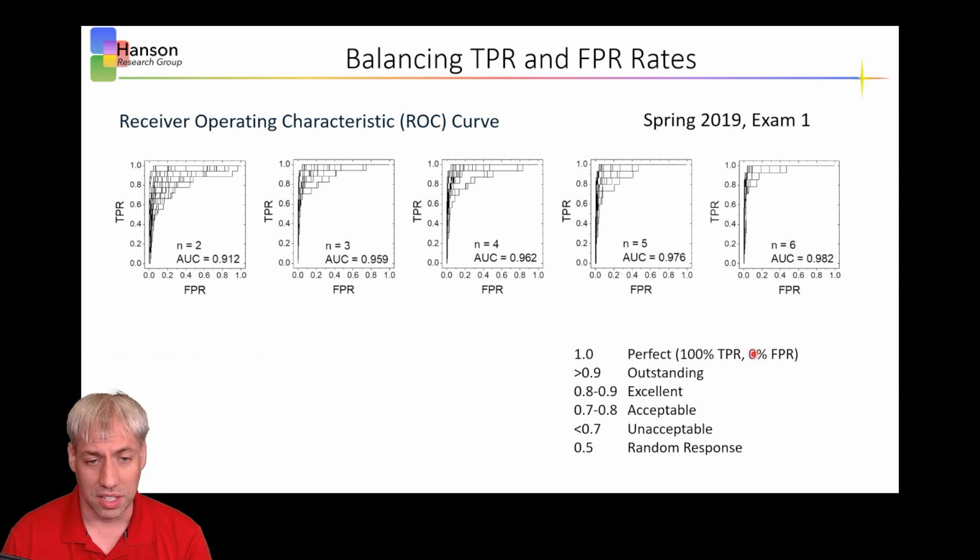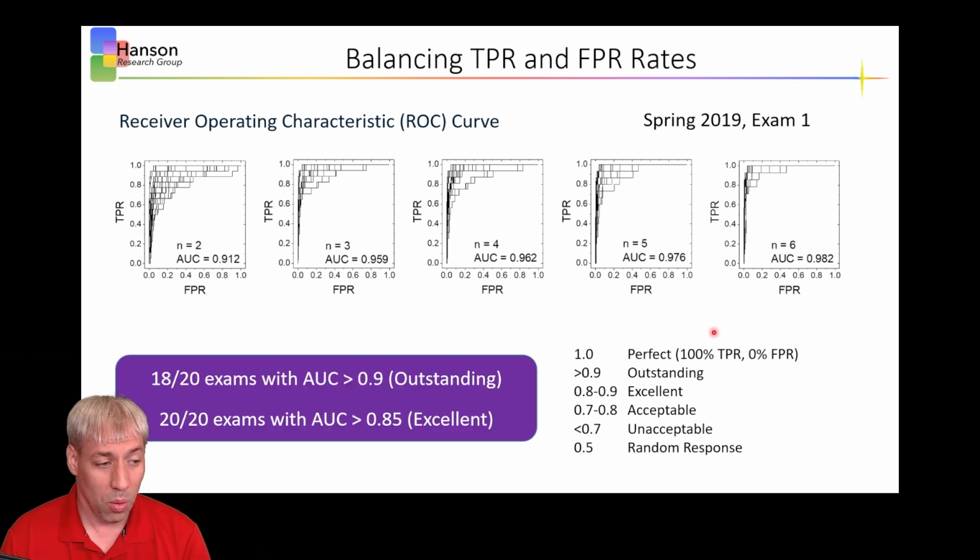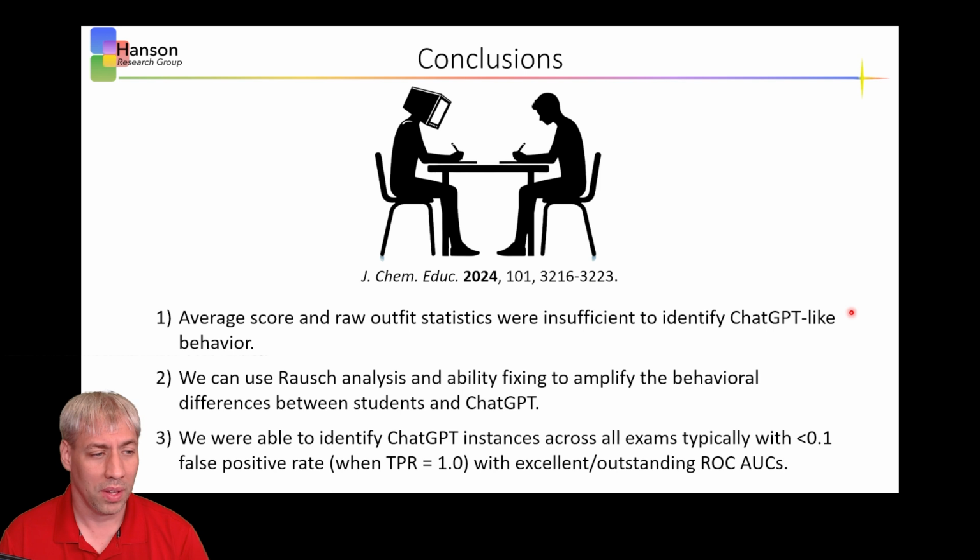And so consistently across almost all the exams, we got area under the curves that were outstanding. 18 of 20 of them were greater than 0.9, and 20 of the 20 were greater than 0.85. So in the excellent range, approaching the outstanding range. And so what this basically tells us is this method of trying to detect ChatGPT is actually really good at doing it. You get a few false positives, but depending where you put that detection threshold, you can differentiate ChatGPT from student performance with a pretty high degree of confidence.